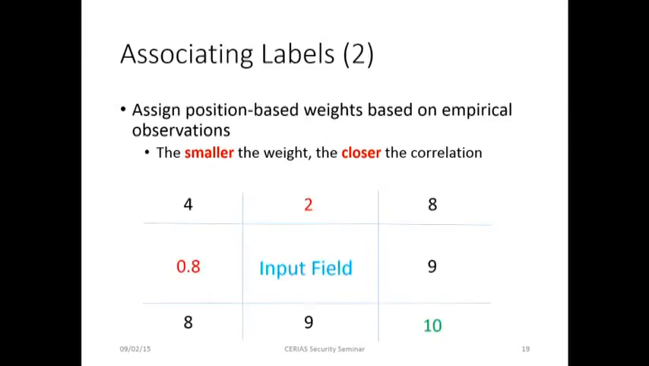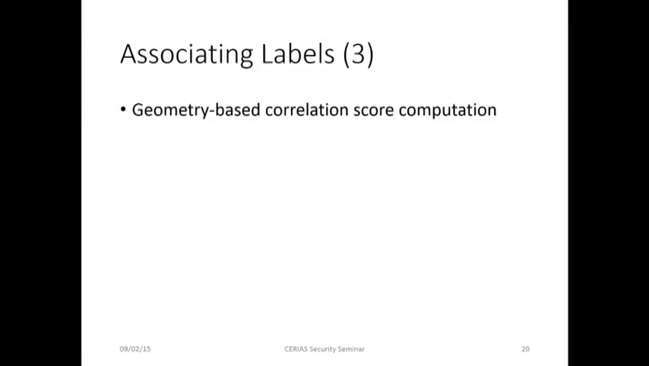In fact, we divided the UI plane into nine parts based on the borders of the input field. The labels at the left of the input field and above the input field are most possible to be correlated. But the labels at the bottom corner, right bottom corner, are most impossible to be correlated. Then to show how the text label is associated with the input field, we design a geometry-based correlation score computation.